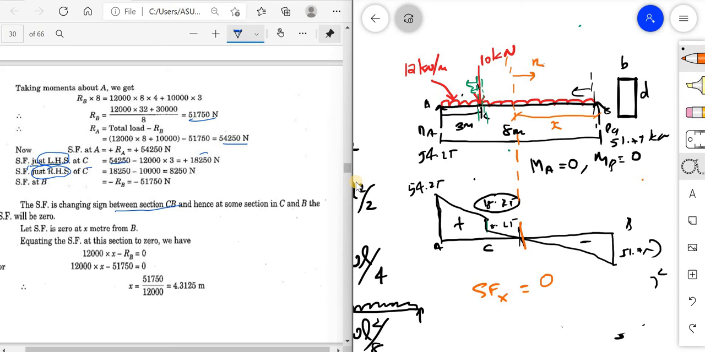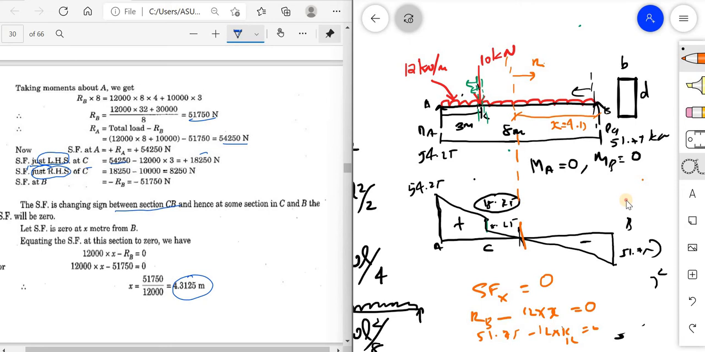What are the forces? RB is there, RB minus 12 into x is equal to 0. We know that RB is 51.75, so 51.75 minus 12 into x equals 0. By substituting this, x is equal to 4.3125. So at a distance of 4.3125, the shear force is 0.